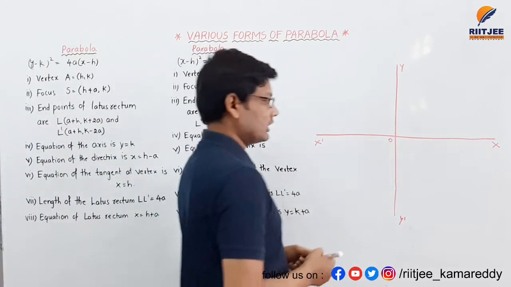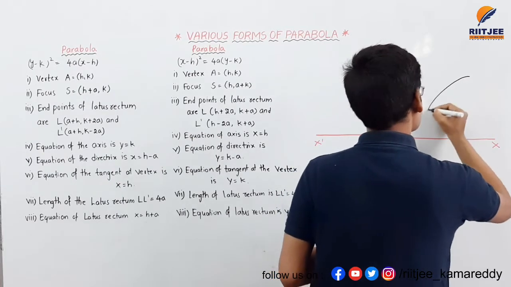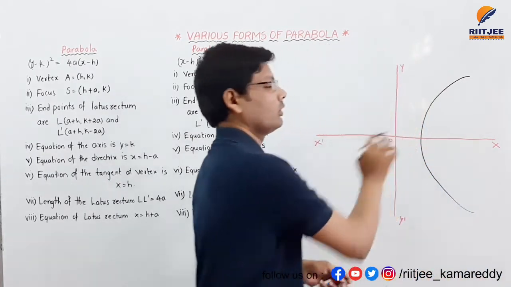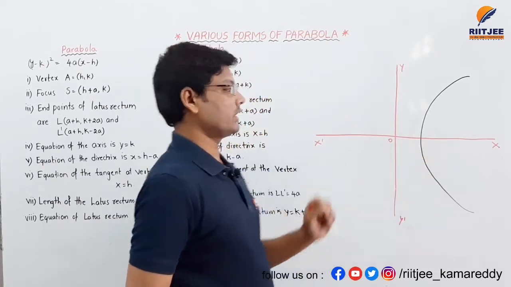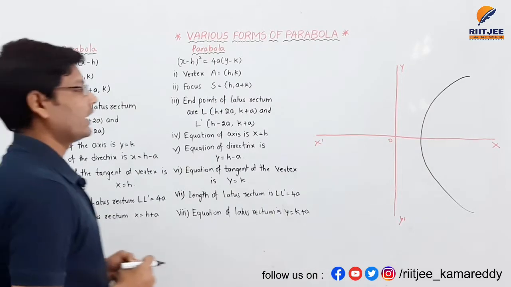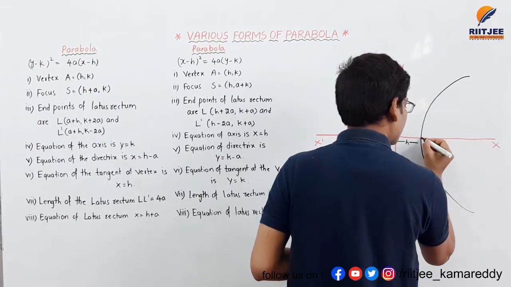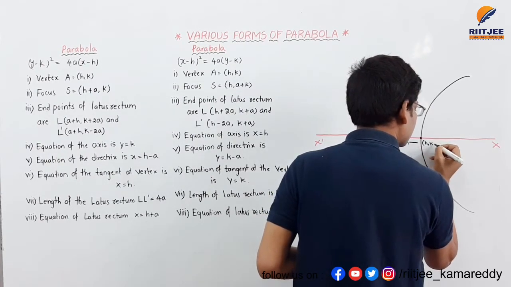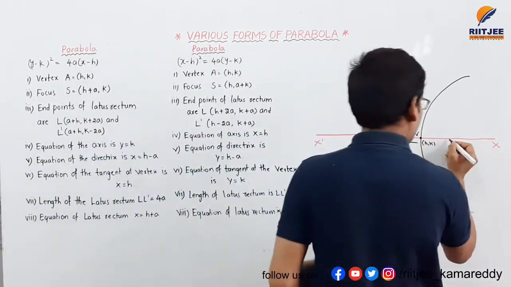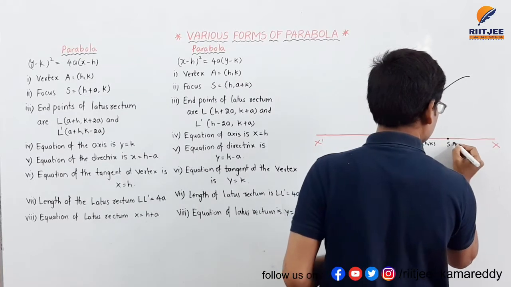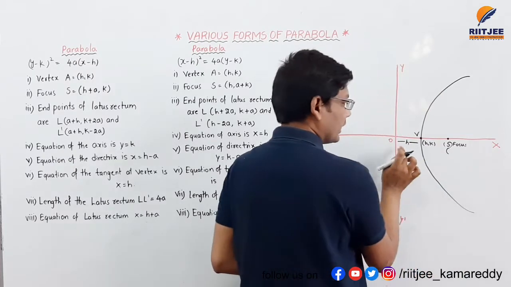Here I am taking the focus as h plus a. First of all, I am taking a parabola that is not passing through the origin. It is at some distance from the origin, and that distance is called h. The point is h comma k, and this is nothing but the vertex V. I am taking the focus S at some distance.